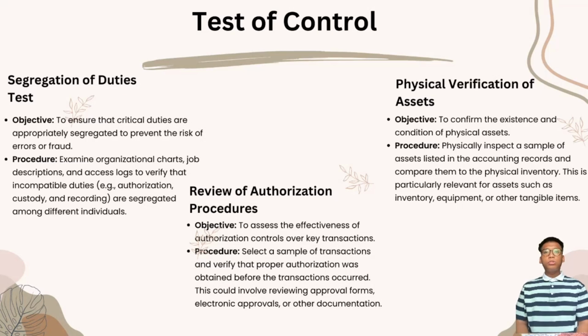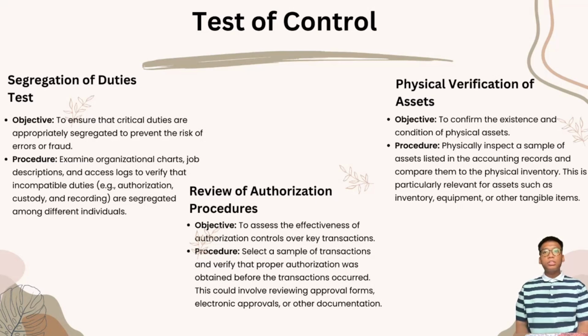Next one is review of authorization procedures. The objective is to assess the effectiveness of authorization controls over key transactions, and the procedure is to select a sample of transactions and verify that proper authorization was obtained before the transaction occurred. This could involve reviewing approval forms, electronic approvals, or other documentation.